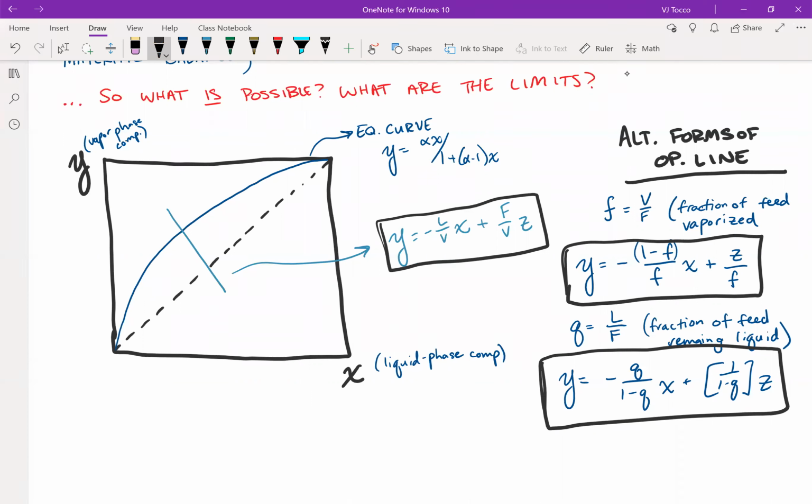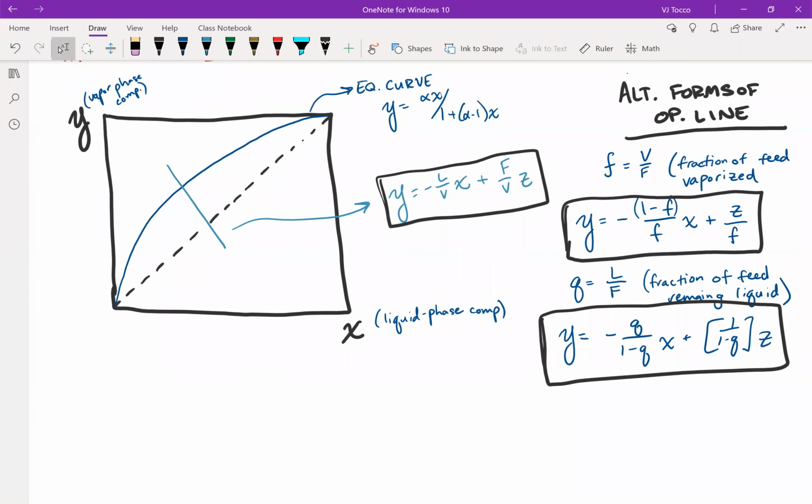So what are the limits of L and V? Well, theoretically, either L or V could be 0, but none of them could be negative. So L and V are both somewhere between 0 and F. I can't go higher than F, and same thing for V: 0 is less than V is less than F as well. Therefore, because L and V both have to be positive numbers, and I'm taking the negative of it, that means the slope of this operating line must be negative. So in other words, it must be sloping down as we go towards the right.